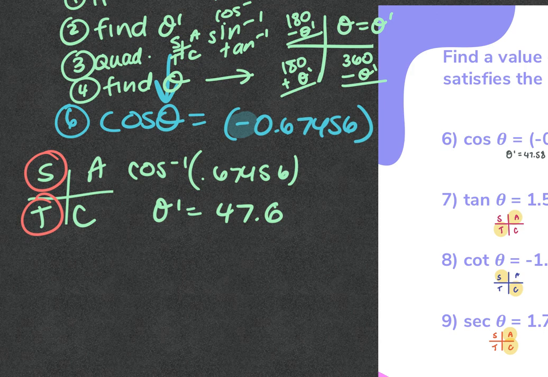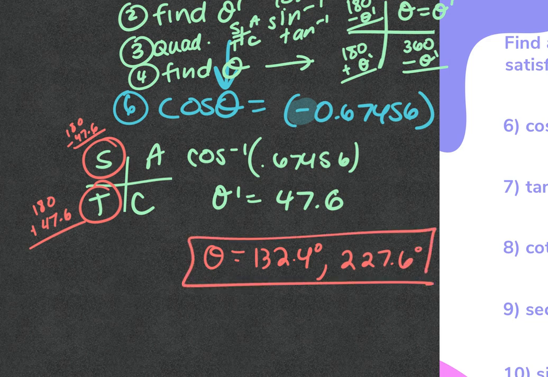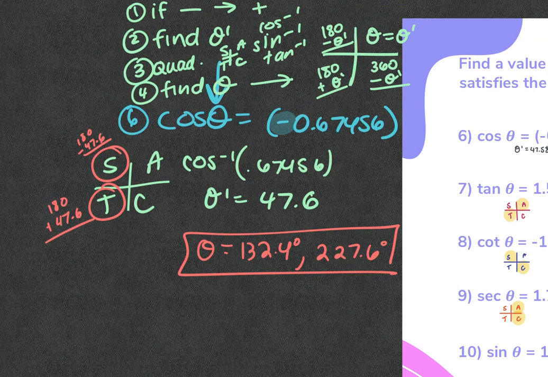negative there. So in quadrant 2, I do 180 minus 47.6. And I get one of my answers is 132.4. And then in the third quadrant, I do 180 plus 47.6. And I get 227.6. And if you have the extra time, we check it by doing the cosine of each of those and seeing that it matches my question. Those are quick and easy to check.